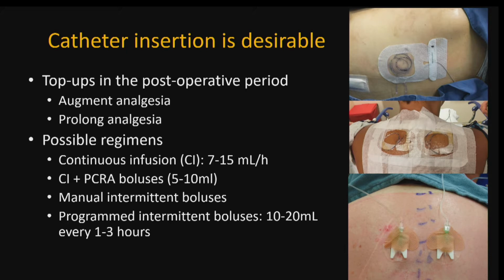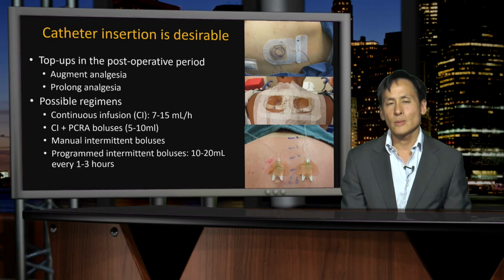We've also had people use manual intermittent boluses, and now with the advent of programmed intermittent boluses on pumps becoming more widely available, these present an attractive option. And setting boluses between 10 to 20 milliliters, probably every 2 to 3 hours, is a good option. But once again, being mindful of the total amount of local anesthetic that you're delivering.